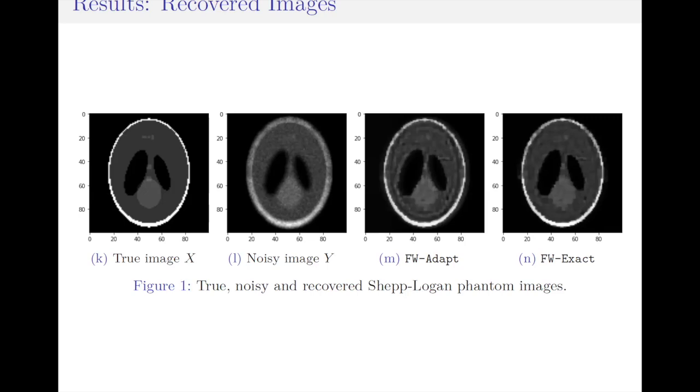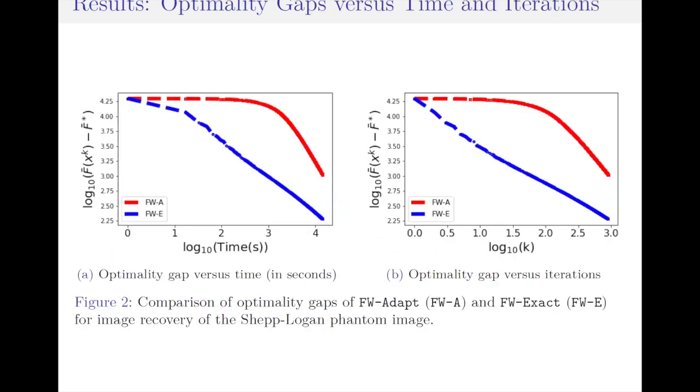Within the same amount of time, because Frank-Wolfe with exact line search makes better progress at each iteration, naturally, at the end of this time period, it will give us an image that is slightly better compared to the Frank-Wolfe with adaptive step size. And if you cannot see the difference, let me show you the plot. Here is the decrease of the objective gap. The blue line encodes the Frank-Wolfe with exact line search. It certainly makes better progress compared to the Frank-Wolfe with adaptive step size.